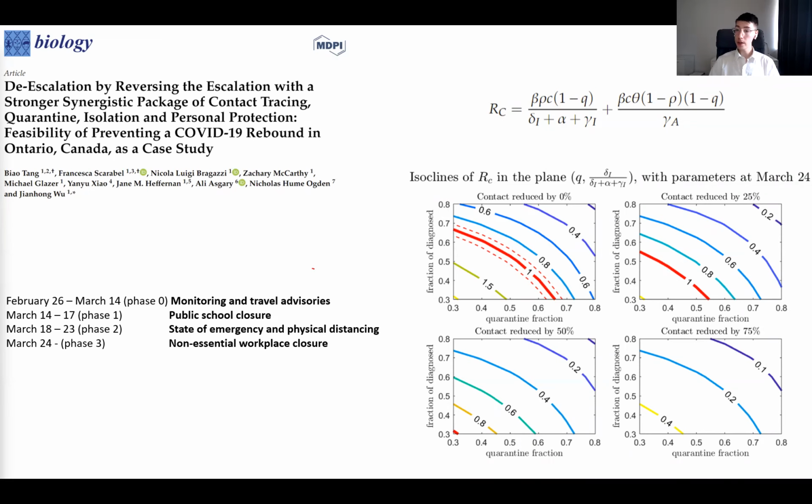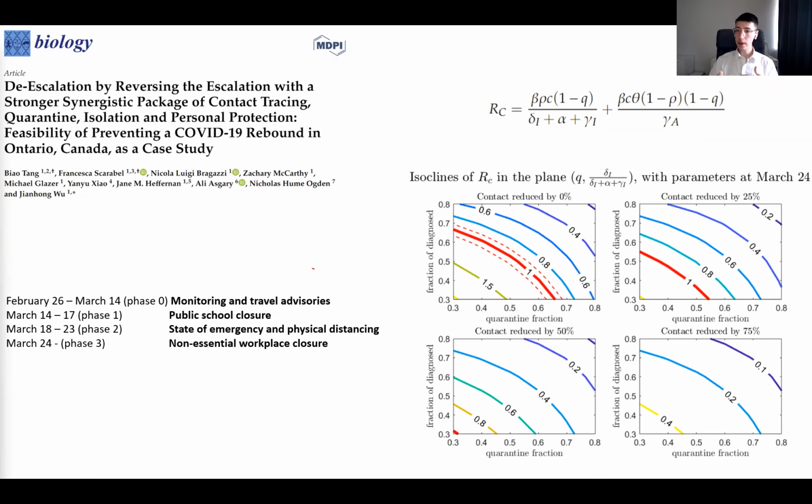Now on the bottom right is again the isoclines of the reproduction number, with quarantine fraction on the horizontal, and the fraction of symptomatic individuals diagnosed and isolated on the vertical here.